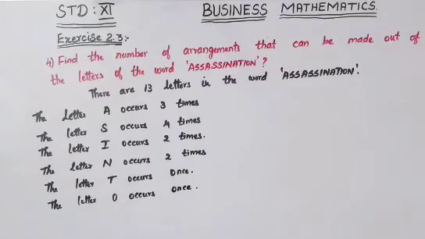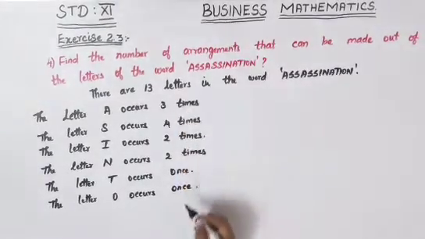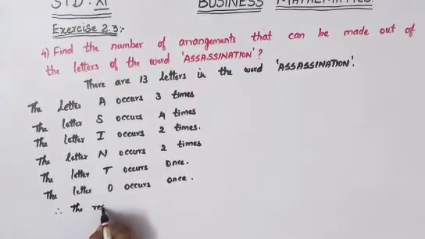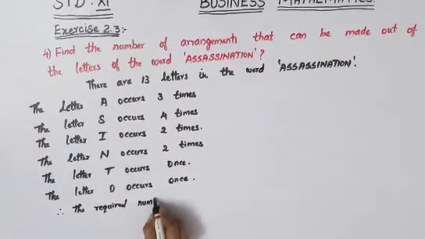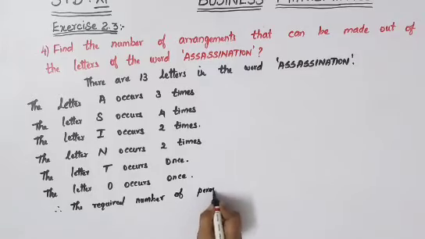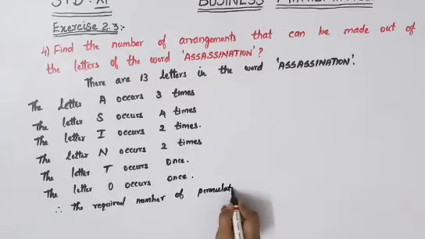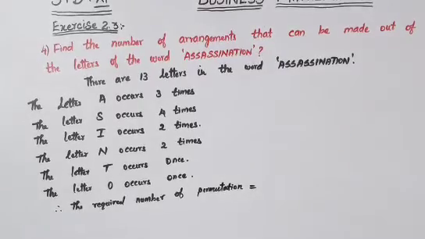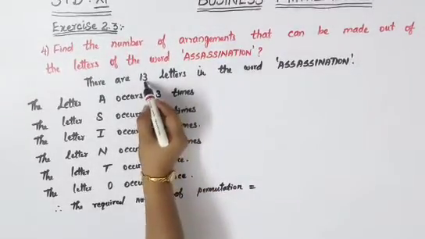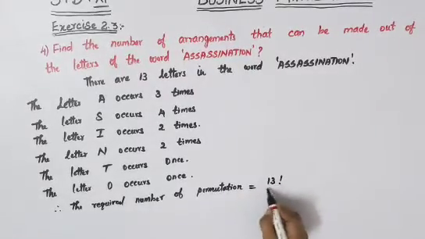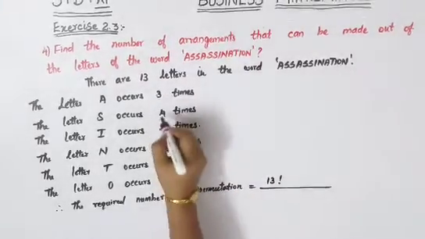Now we have just completed all the letters. Therefore the required number of permutations is equal to, first write total letters. How many letters are there? Here 13. So write 13 factorial divided by, now all these numbers.